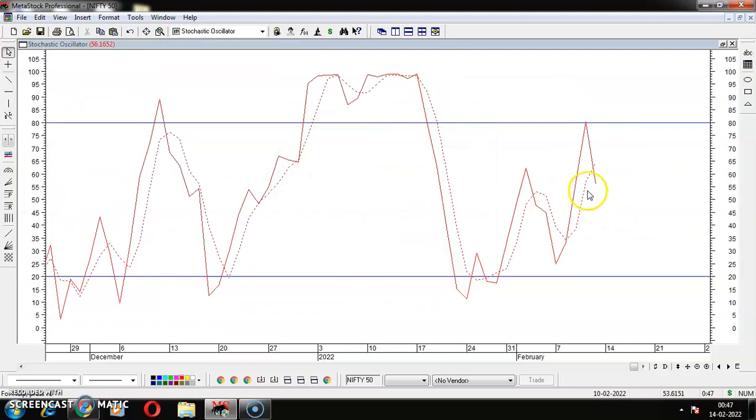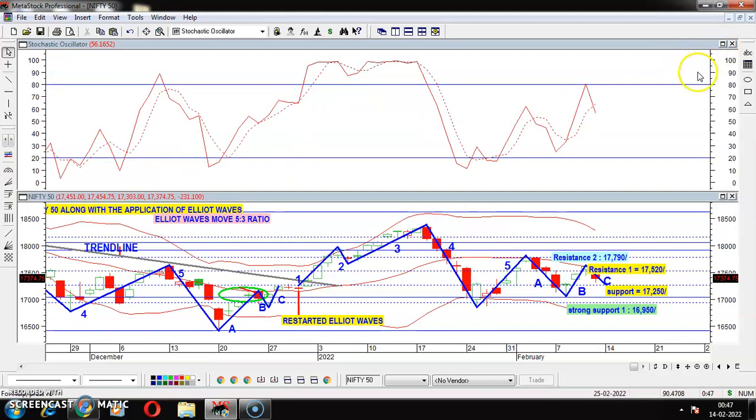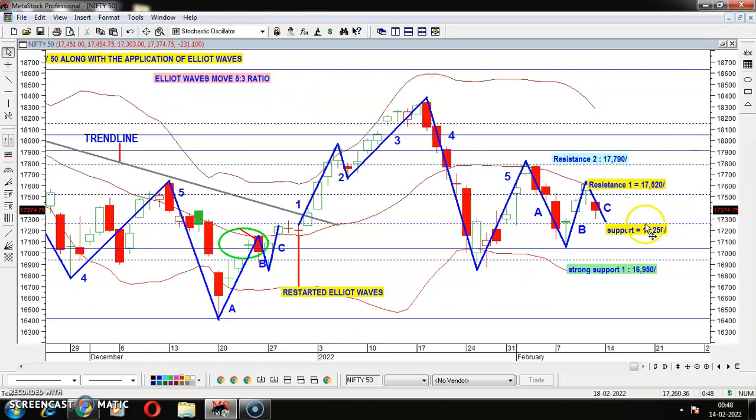You see, I just plotted the stochastics. Generally in the stochastic we can see there are two lines: one is the dotted line, one is the stochastic line. You see the stochastic line intersected the dotted line from the top. So this is called a bearish crossover. So as far as the stochastic is concerned, this is bearish, right? And as far as the Elliott waves are concerned, we cannot come to a proper conclusion right now because we have to wait for the end of this last wave, I mean the last corrective wave.